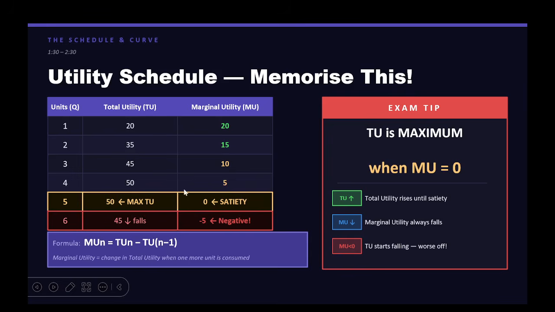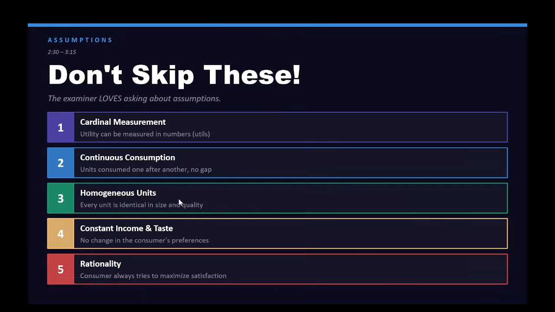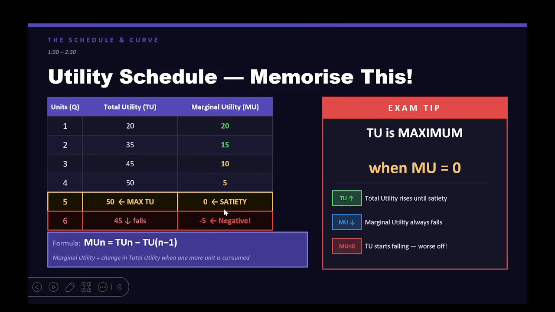If you go beyond that, marginal utility goes negative, meaning consuming more is actually making you feel worse. Up till this point, you eat the pizza, it will be normal. That is the last bite. Beyond that, you feel pukish. This is the point of maximum satisfaction. I hope you got this. Exam tip: the total utility is maximum when marginal utility is 0.